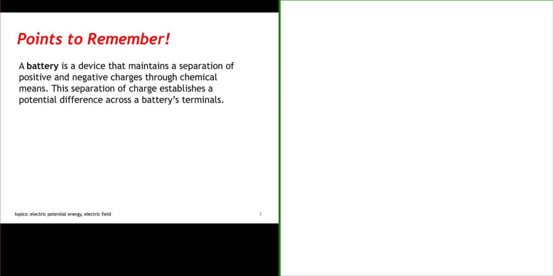Welcome to part 2 of our introduction to capacitors. Before we begin, there's a few things that we should remember. That a battery is a device that maintains a separation of positive and negative charges through chemical means. This separation of charge establishes a potential difference across a battery's terminals.